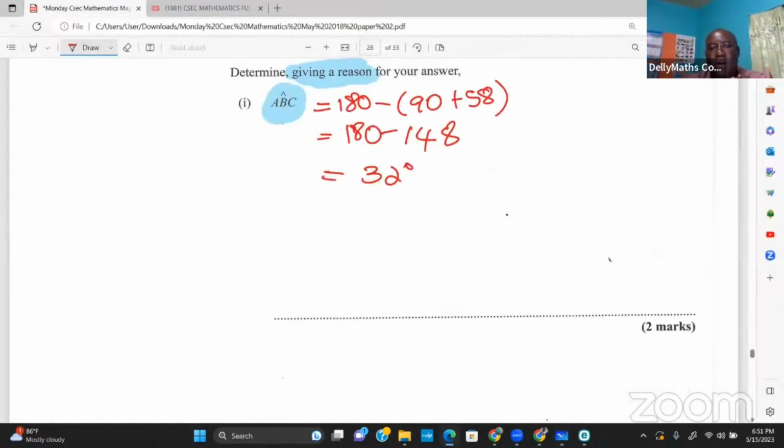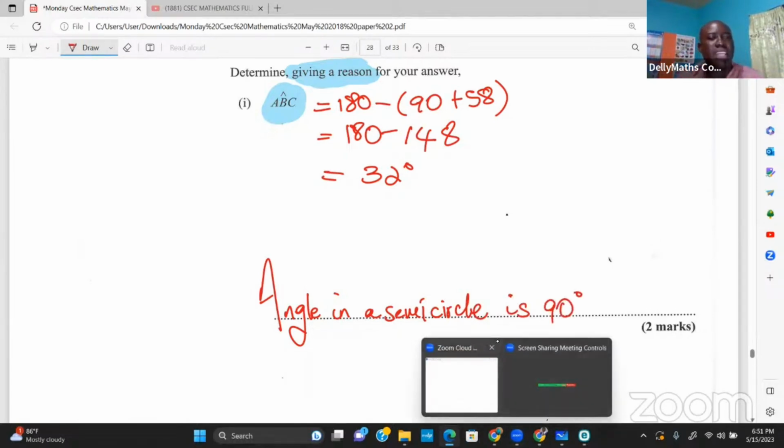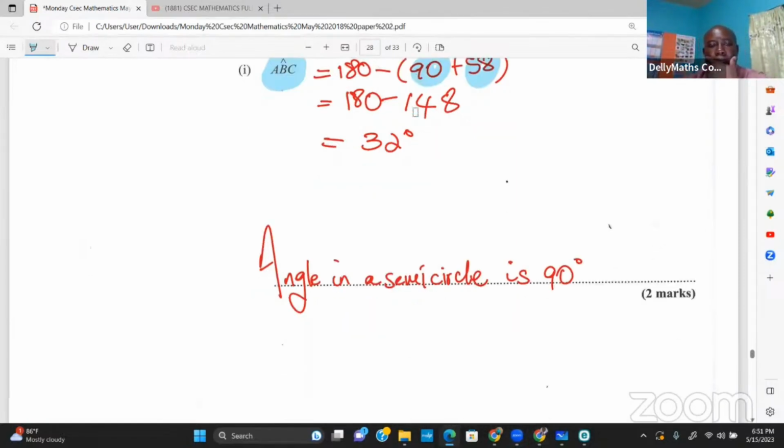Now, what's the reason for it? The reason we got that was that we realized that angle in a semicircle is 90 degrees. We saw that because if we never found out that that was 90, having the 58 wouldn't help us. But the 90 complemented that so that we could now put everything together. All right. Good.